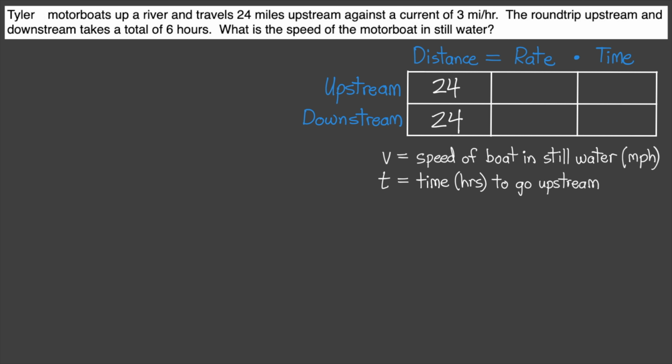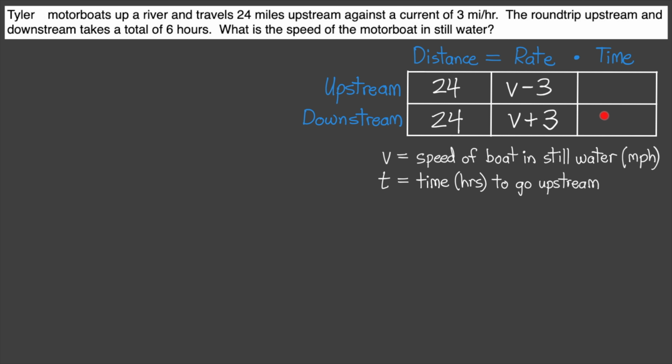So if you're going upstream, it's going to be V minus 3. And if you're going downstream, it'll be V plus 3 because the current will be behind you if you're moving downstream, so you'll move faster. Upstream, you'll move slower because the current will go against you.